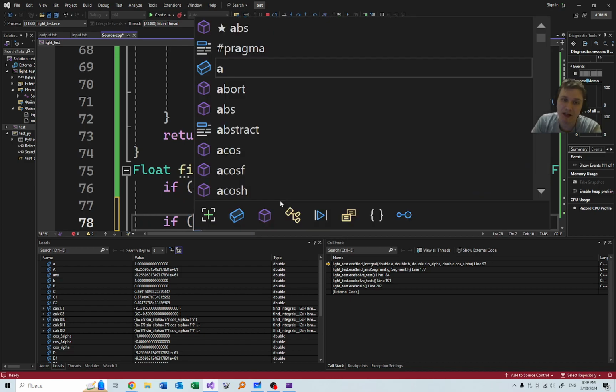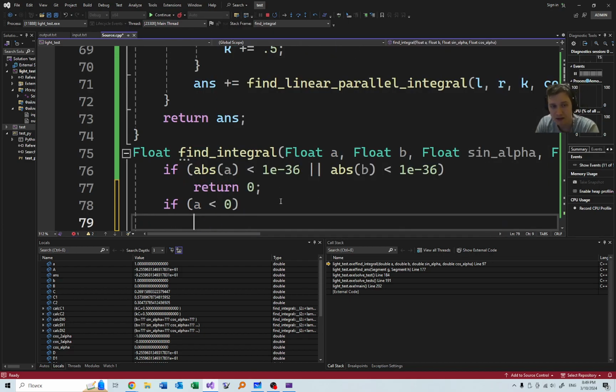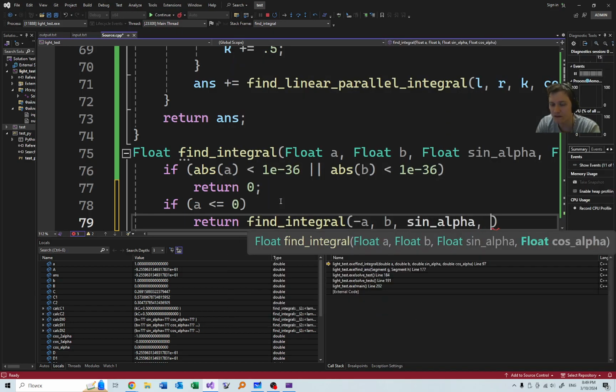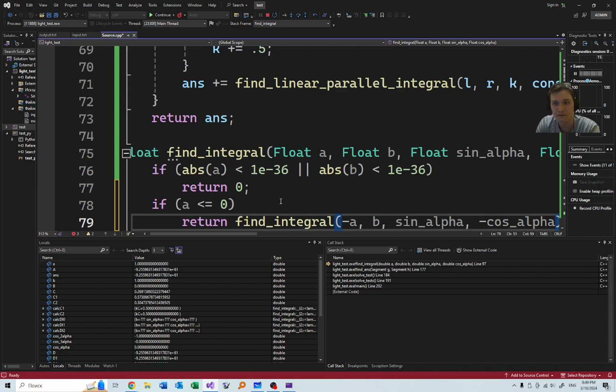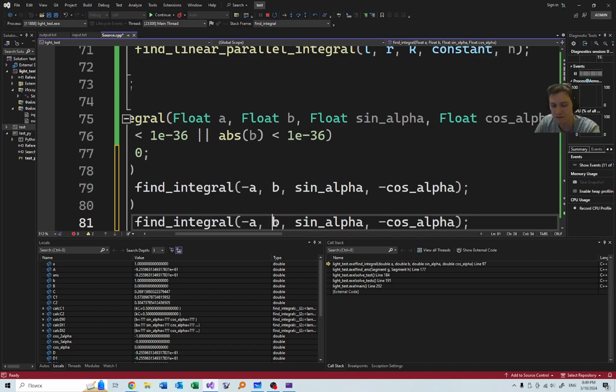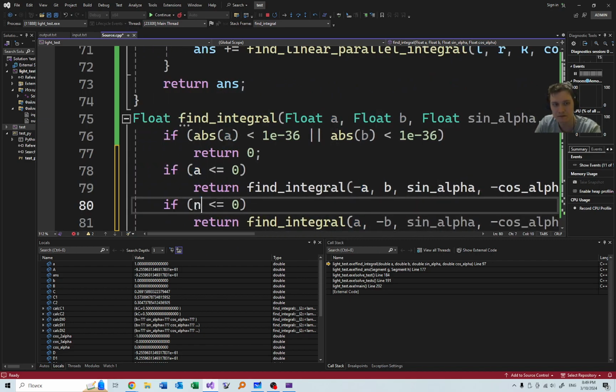Okay, for example, if a is negative, we can return the integral of minus a, b, but in this case, cosine alpha will be minus cosine alpha. And likewise, if b, then this.